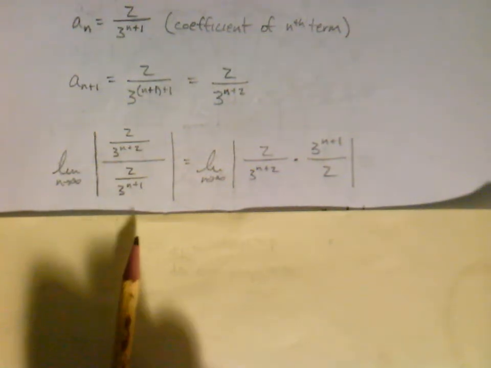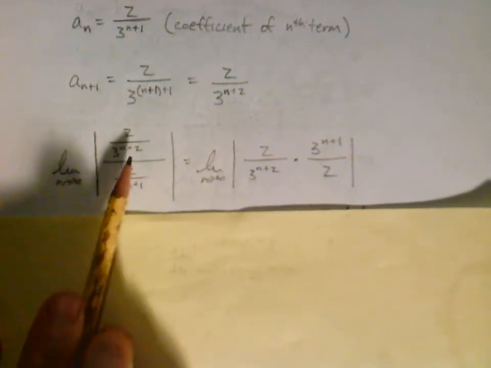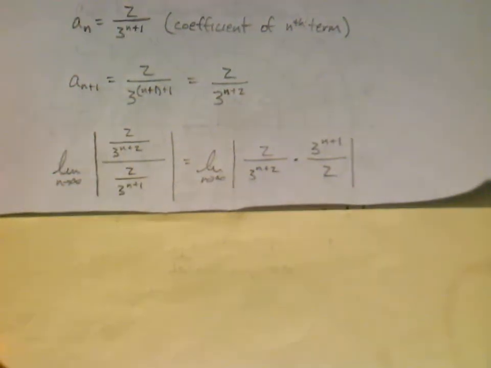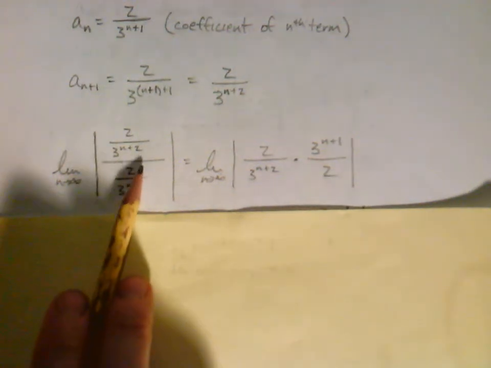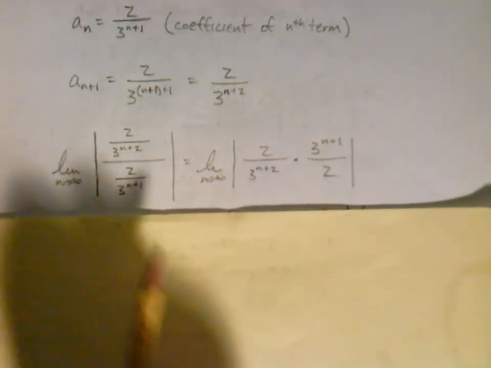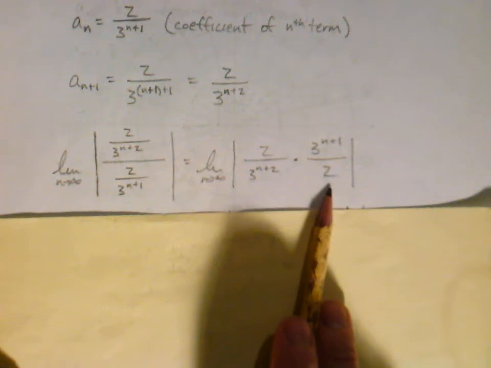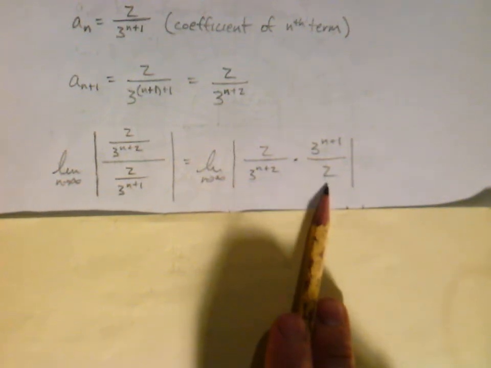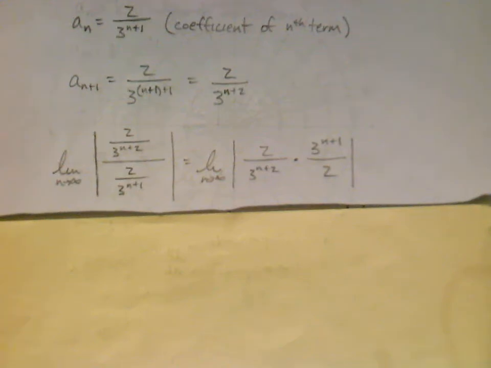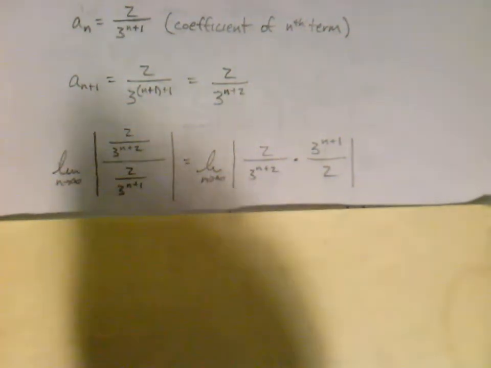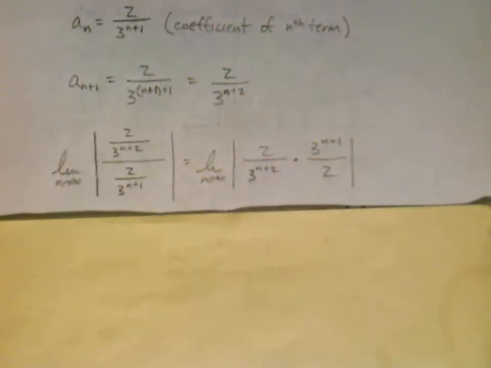So what most people do as a first step, because we've got this big fraction for an, very, very common. That's going to be in almost all problems you see, if not all of them. This fraction over a fraction. We're just going to take that one on the bottom and flip it and multiply. So that's what you see over here. So there's my an plus 1 times, and I flip the an to make it multiply, and I can see the cancellation a lot easier that way. So 2 over 3 to the n plus 2 times 3 to the n plus 1 over 2. And we can see some of the cancellation already.